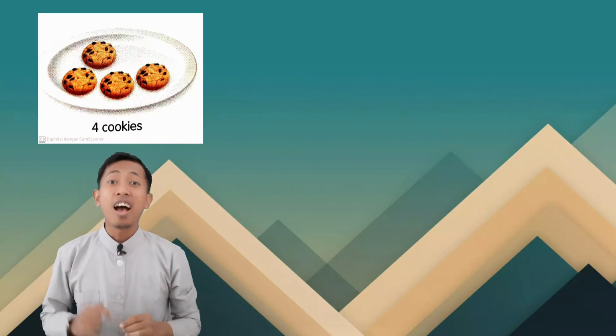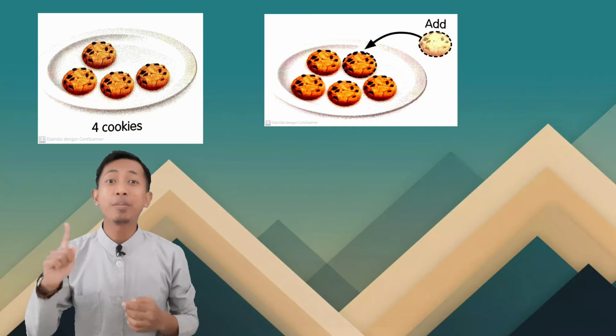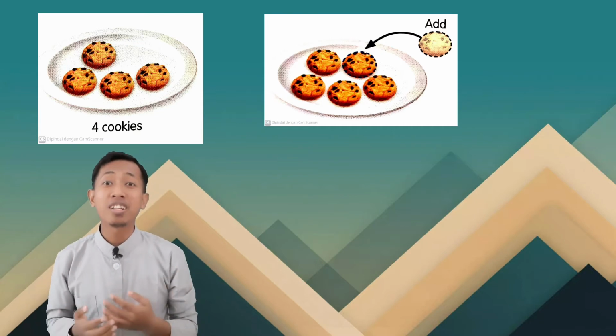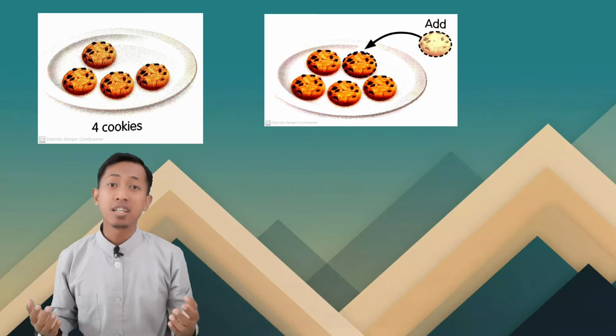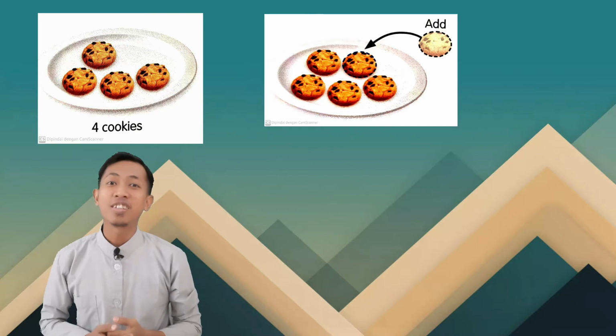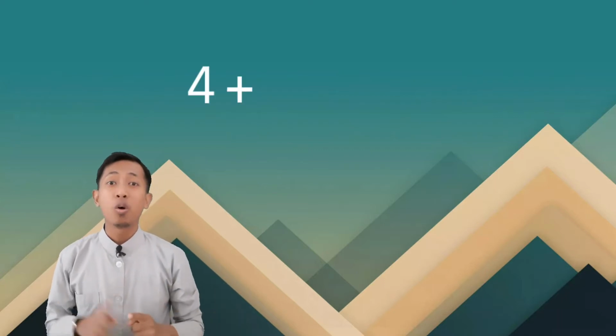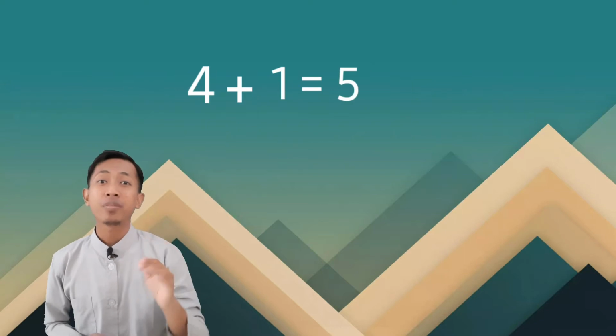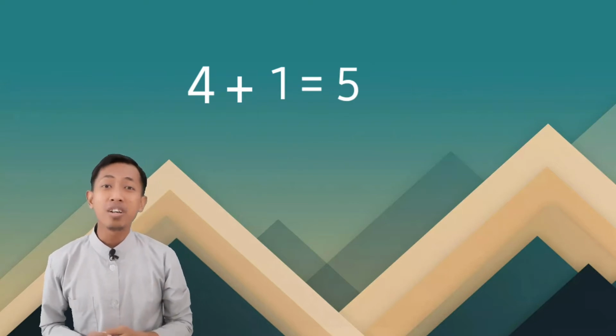Okay friends, focus on my question and we will answer together. There are 4 cookies on the plate and then I put one more cookie on the plate. How many cookies are there in total on the plate? Can you answer this question? Yes, the answer is 5. 4 cookies plus 1 cookie is 5 cookies. 4 plus 1 is 5. The total number of cookies is 5.